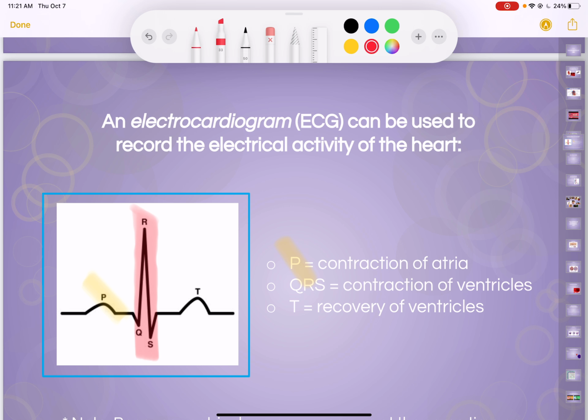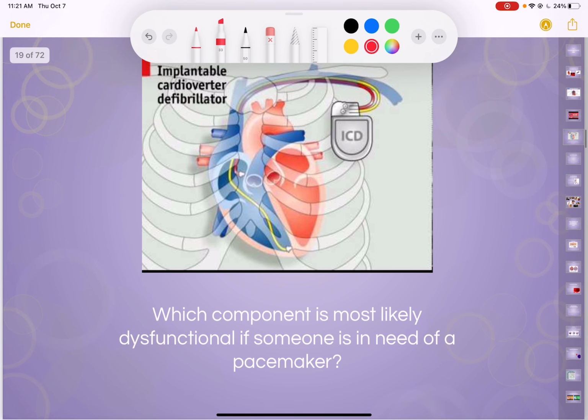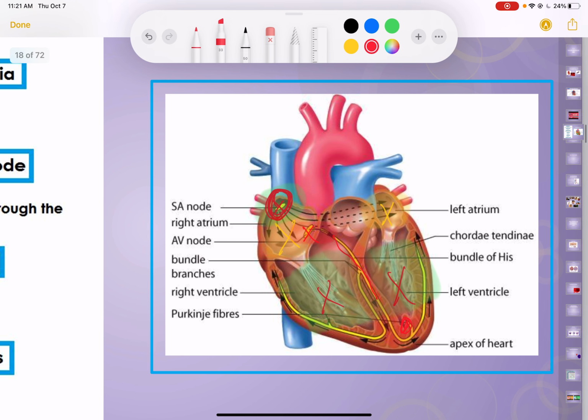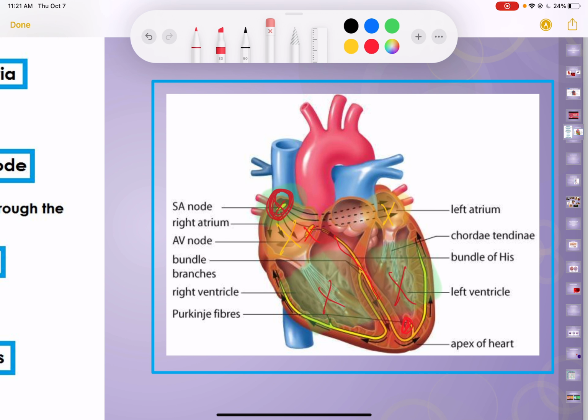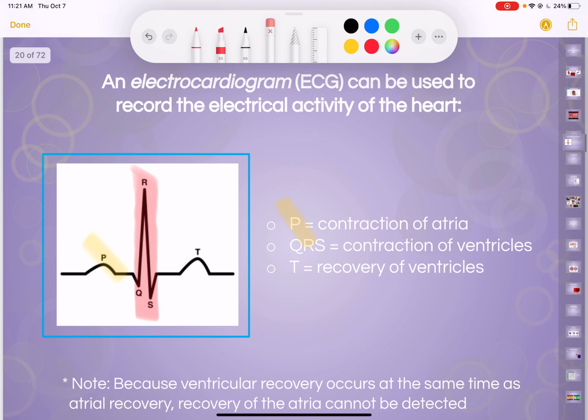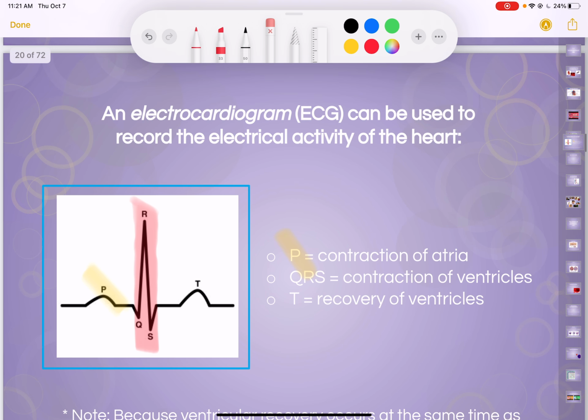And the QRS wave is basically the contraction of your ventricles. So most of the action in your heart is your ventricles contracting, because those are the things that are going to have the most pressure. They're going to be pushing the blood out of your heart, whether it be to your lungs or to the rest of your body, but that's where most of the energy or the nerve impulse needs to go to. So that's why that part of the echocardiogram is such a big wave.